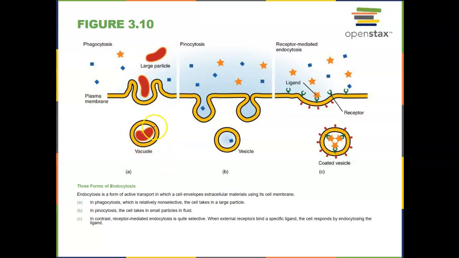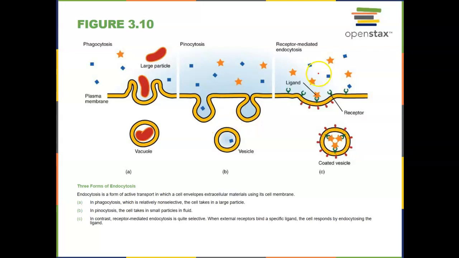So phagocytosis is like cellular eating. Pinocytosis is like cellular drinking, where small items are being brought in the same way, but these are all just little tiny particles inside a fluid. And then receptor-mediated endocytosis.